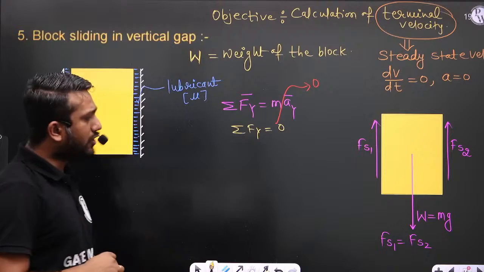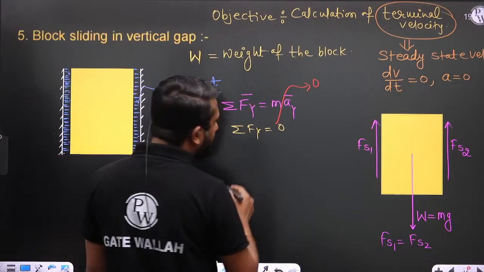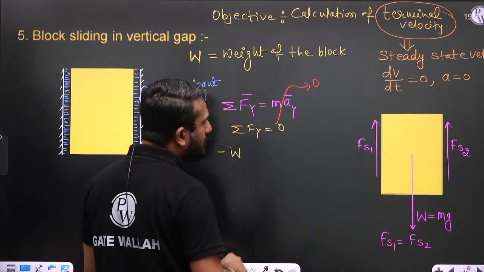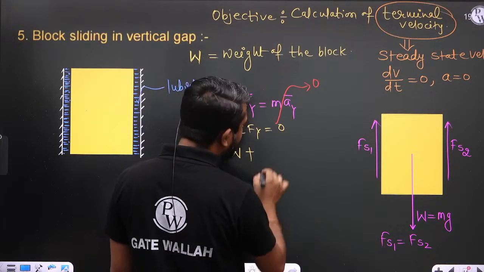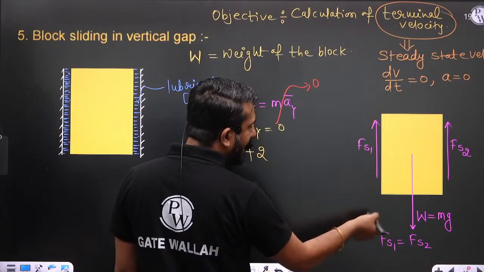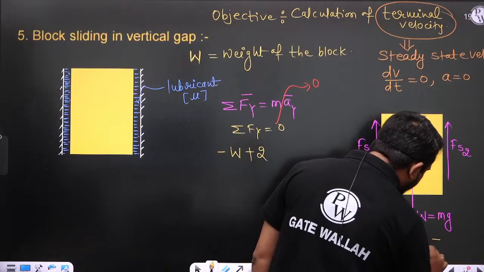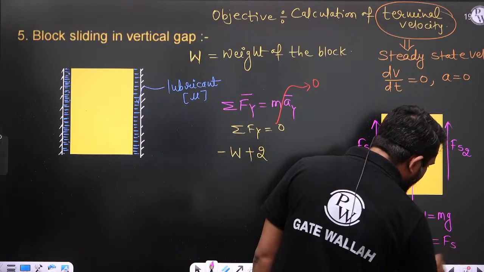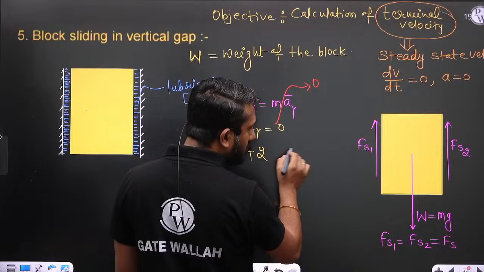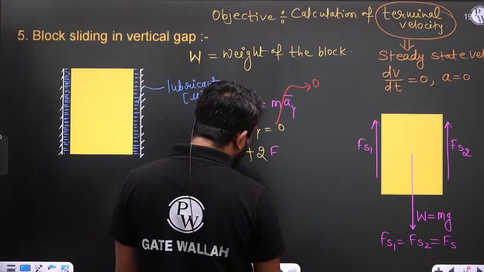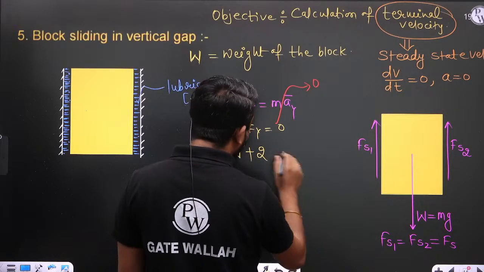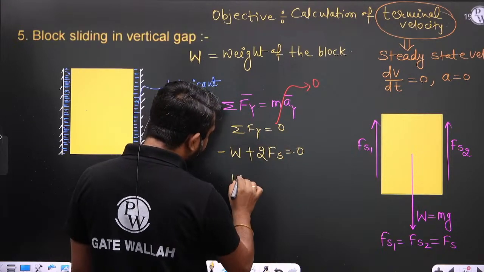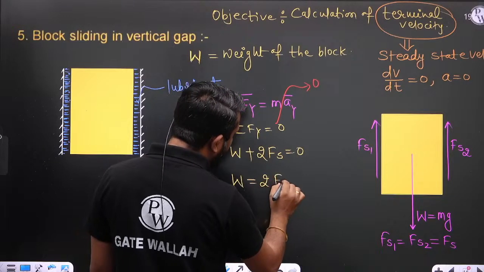Now see, weight is acting downward, so this is minus W, plus 2 times Fs, since Fs1 is equal to Fs2. Let us consider this as Fs, so this is 2 times Fs, and this is equal to 0. So simply we can write W is equal to 2 times Fs.